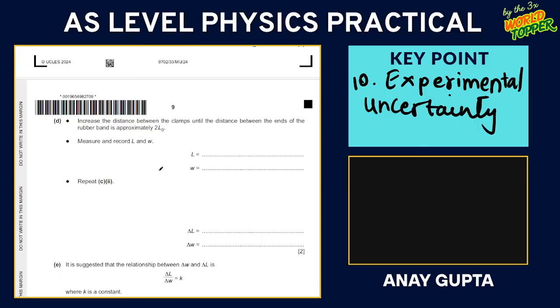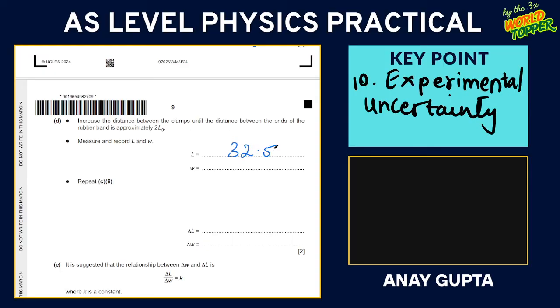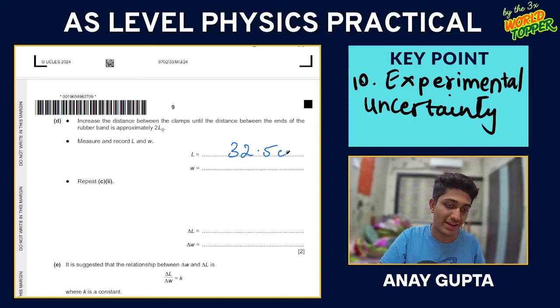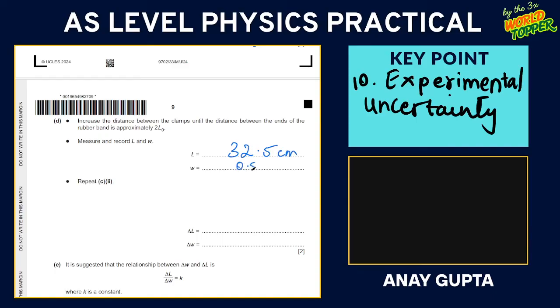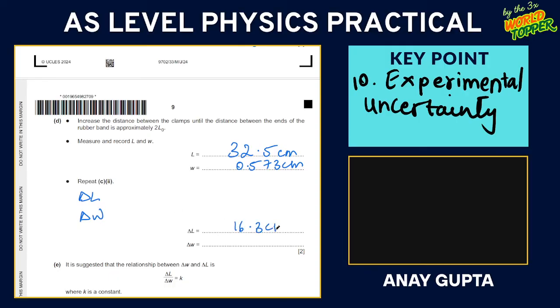Okay, next. Increase the distance between the clamps until the distance of the ends is approximately twice L0. Measure and record L and W. So you simply repeat the experiment. I found the values of L and W to be 32.5 centimeters and 0.573 centimeters. Repeat C2, so calculating delta L and delta W. If I just did the calculations, it was 16.3 centimeters here, and this was 0.166 centimeters.